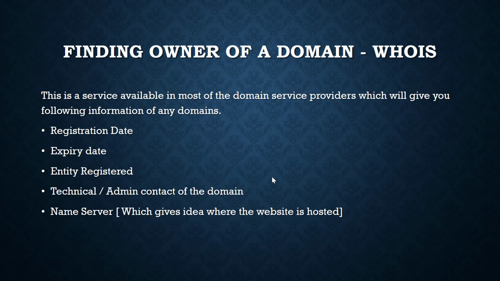For example, let's go and try one. Basically, it will give you the registration date of the domain, the expiry date, which entity registered it, and also the contact person of that domain name, provided they have not enabled the privacy protect service, and also the name server. A name server indicates where the website is hosted. I will explore more about name servers in the next tutorial.